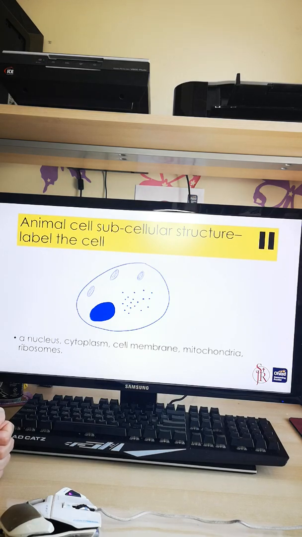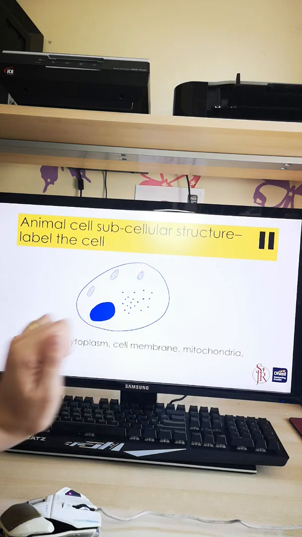So we're going to start with the animal cell, and I'd like you to pause here and draw and label this cell using the labels at the bottom.